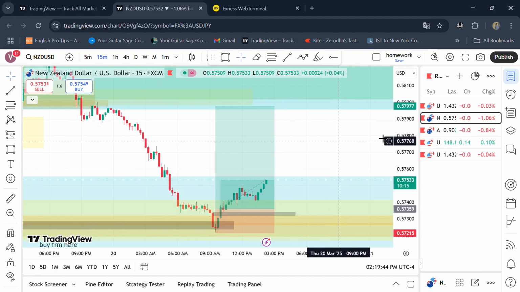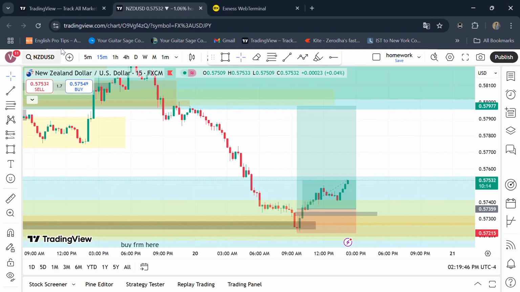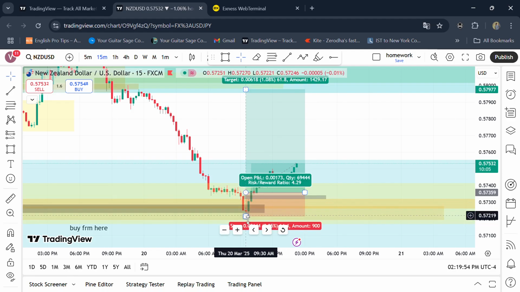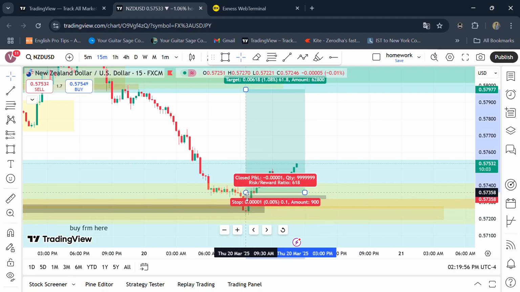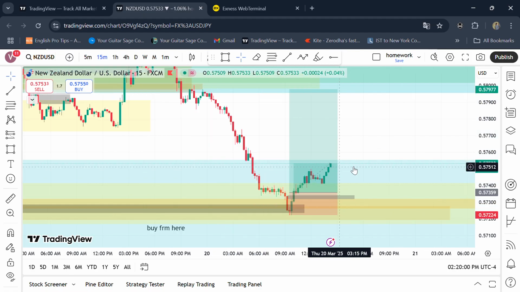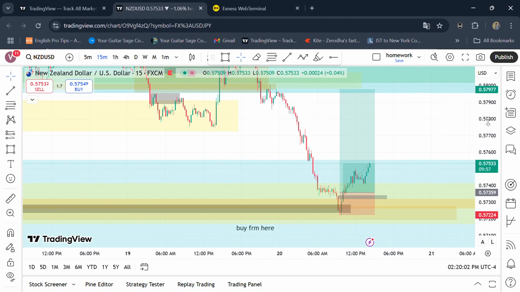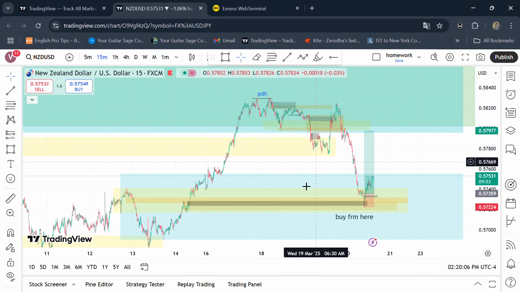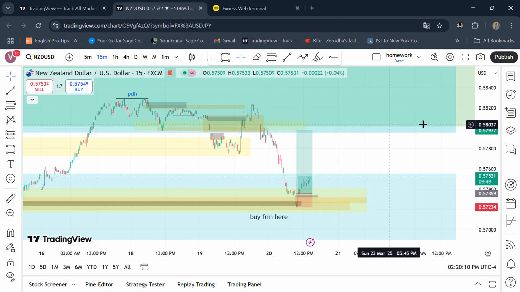Next trade is in NZDUSD. It is still an ongoing trade, as you can see. I've put my stop loss to break even, because of which this trade is risky right now for me. But we'll discuss this trade's logic in another video when I'm done with the target.